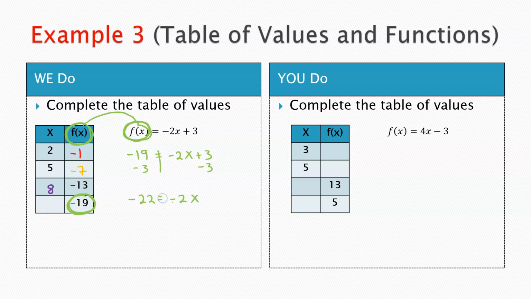All right, we got one more thing we got to do here. If we divide both sides by negative 2, we are going to go ahead and get 11. 11 is equal to x. That is our input. All right, and we've successfully completed that table of values.